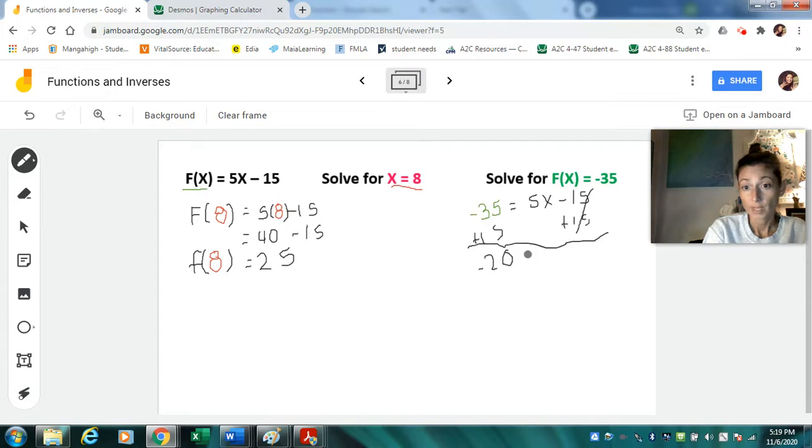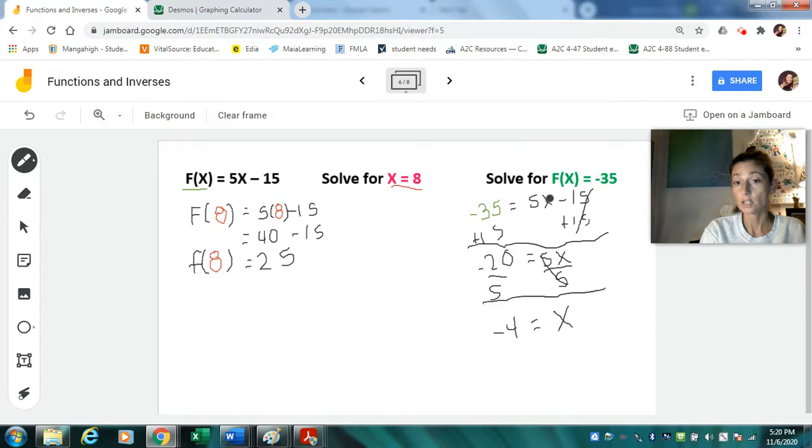And then we still have our 5x. And now we can get rid of multiplication or division. So you can get rid of the times by 5 by dividing by 5. Negative 20 divided by 5 is negative 4. And then we have our x there. And so now we can write that in function notation. Our x is going to be that negative 4. And so I write that exactly that way.